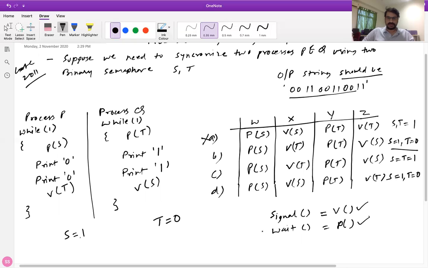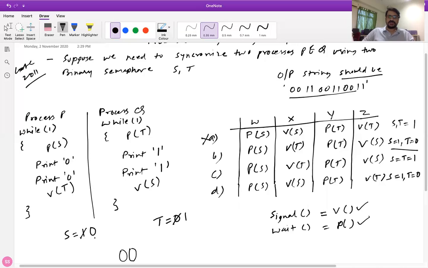PS is for wait. Wait means it will decrement the value by 1 and it will become 0. After that I have to print. So what will it print? It will print 0 and 0. After that there is a VT. VT means there is a signal, but it will do a signal on T, not S. So T will be incremented by 1.